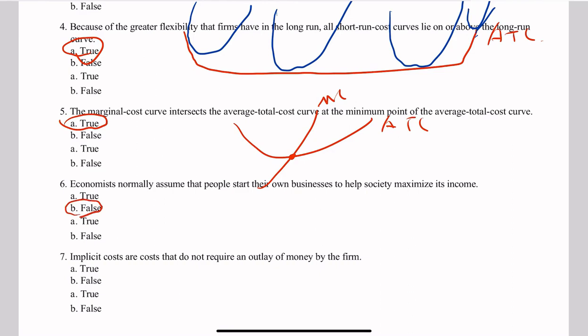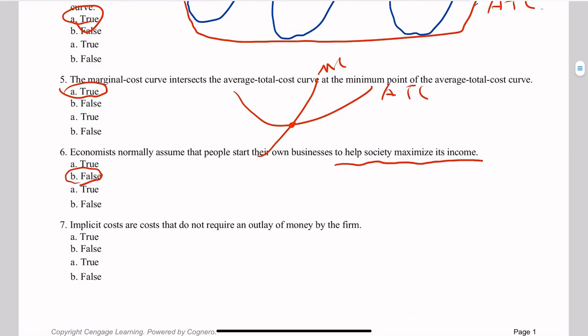So this question actually tries to test your understanding of a firm's purpose. So in economics, we generally assume a firm's purpose is to maximize its own profit. So you can see that the correct statement here is economists normally assume that people start their own businesses to help maximize their own income or their own firm's profit. So it's not about benefiting society. It's not about helping society maximize its income. So this is false.